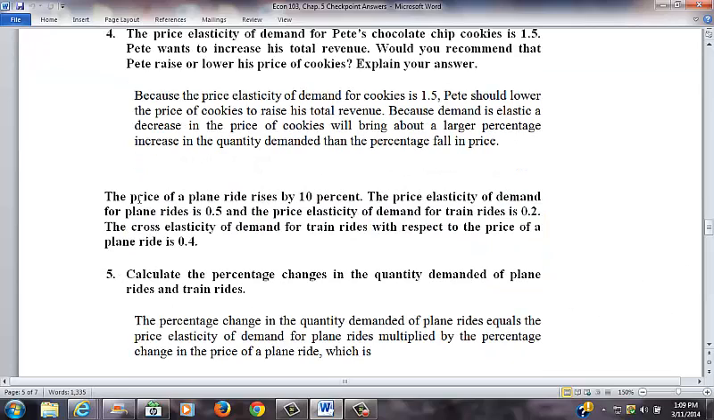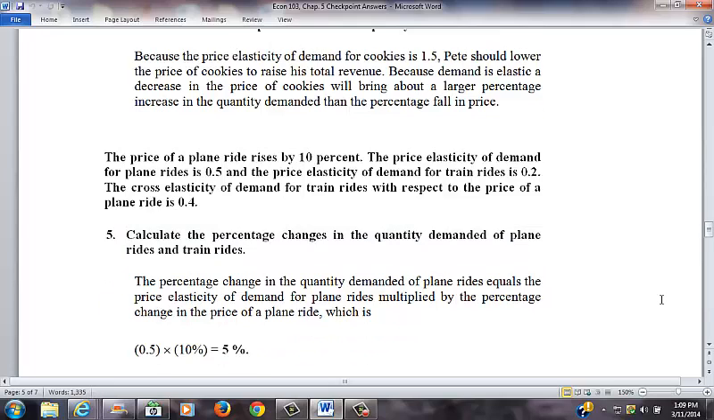Some background information for question 5. The price of a plane ride rises by 10%. The price elasticity of demand for plane rides is 0.5, and the price elasticity of demand for train rides is 0.2. The cross elasticity of demand for train rides with respect to the price of a plane ride is 0.4. Question 5 states, calculate the percentage changes in the quantity demanded of plane rides and train rides.